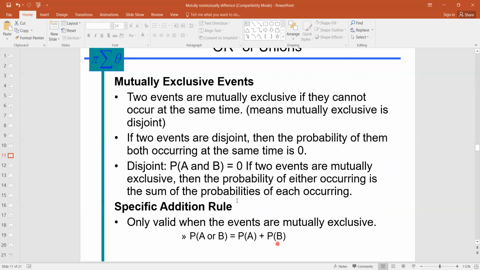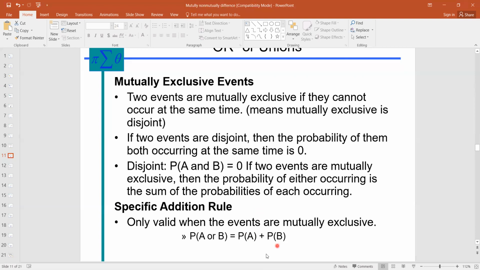Here you can see the formula, how we can calculate or apply the additive rule whenever we have mutually exclusive events. Let us start with two events. Two events are mutually exclusive if they cannot occur at the same time. Means if we have event A and the other event is B, then we can say event A and event B are mutually exclusive if they occur separately.